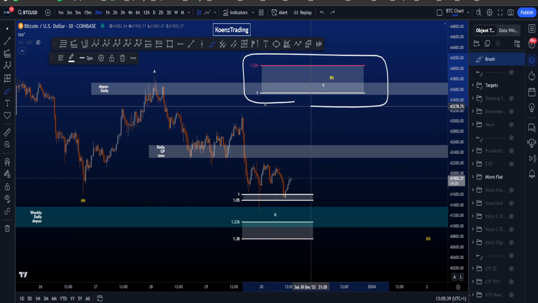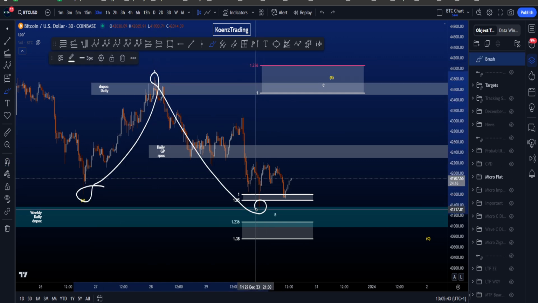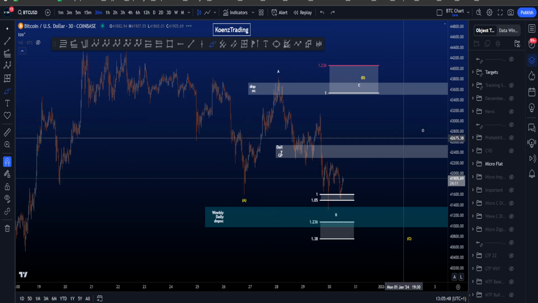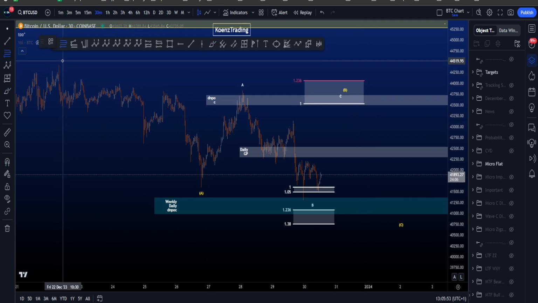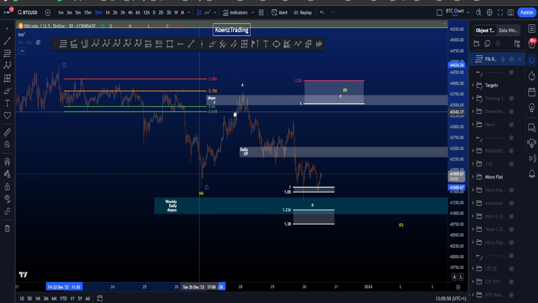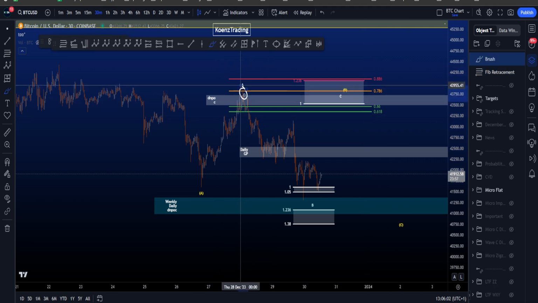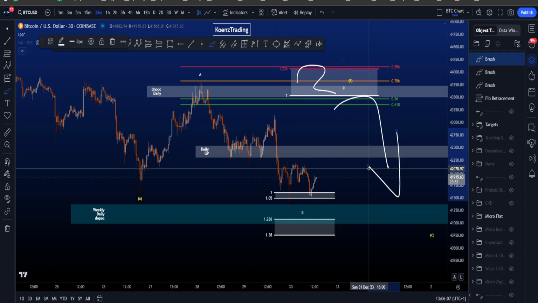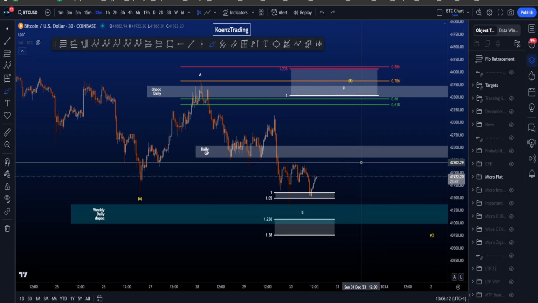Common target for a wave C in a regular flat is the 1 to the 1.236 taken from the low to the high of A to the low over here, which is between 43.5k and 44k. What is important, however, is the Fibonacci pull from the high of your bigger wave A in yellow to the low of your wave A, because currently price has hit the 0.786, which is a common target for both a potential wave 2 and then a 3 down, or for a potential B and then a wave C down.